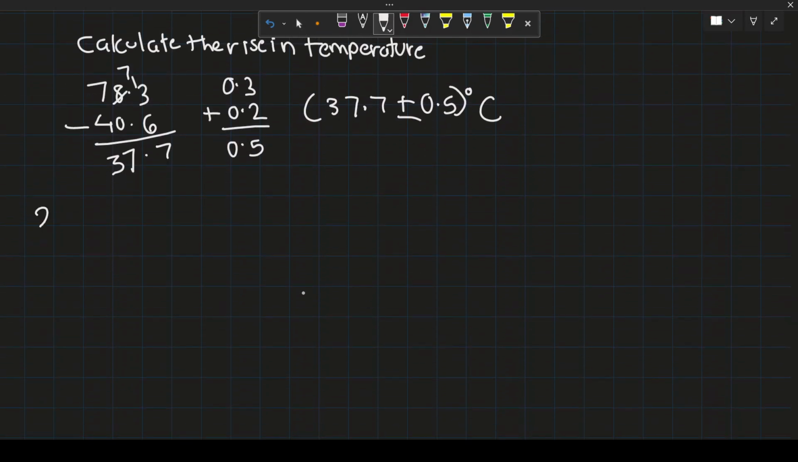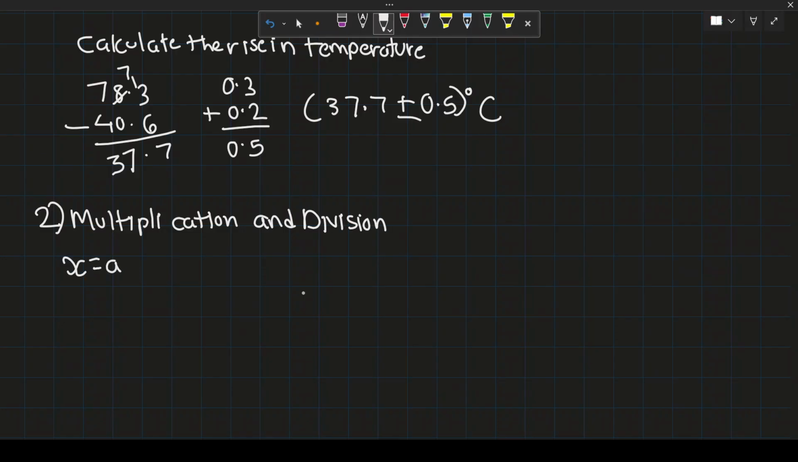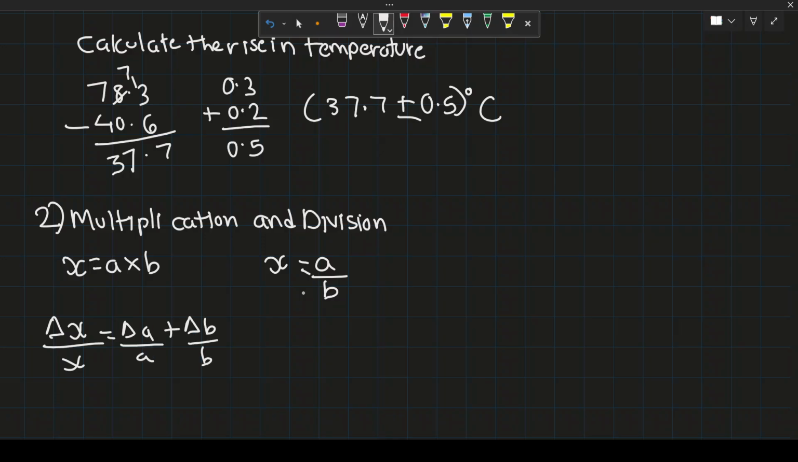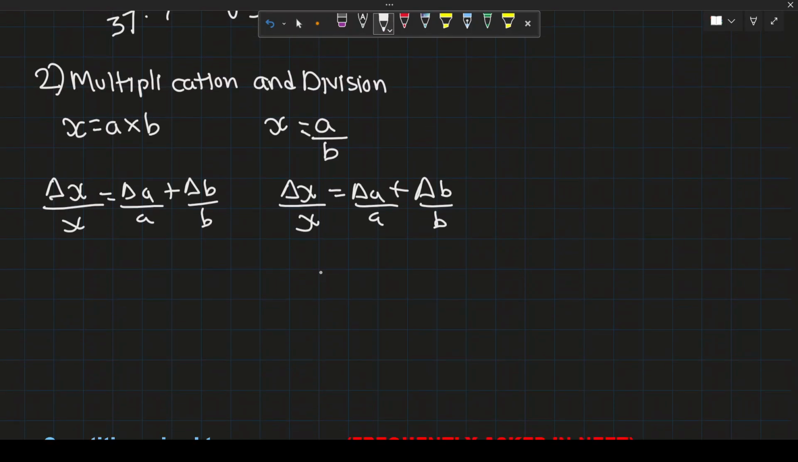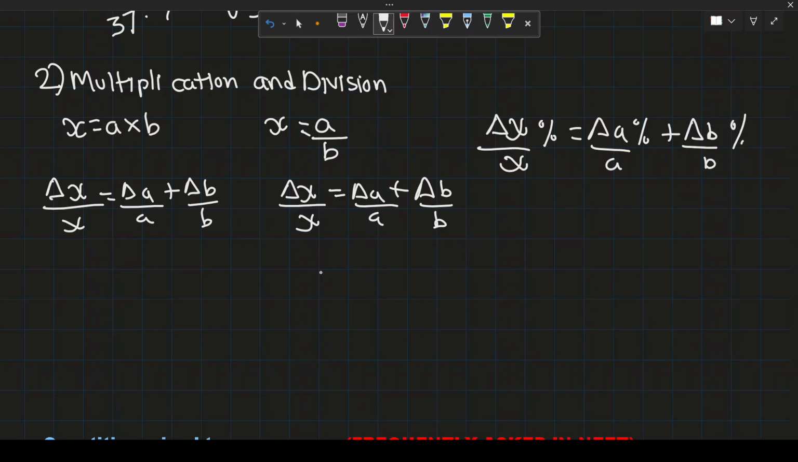If you talk about multiplication and division, let's say x is a into b, and x is a upon b. So delta x by x would be delta a by a plus delta b by b. The same thing goes with division: delta x by x is equal to delta a by a plus delta b by b. If they even give you percentages, then do the same thing. Delta x by x percentage is equal to delta a by a percentage plus delta b by b percentage.